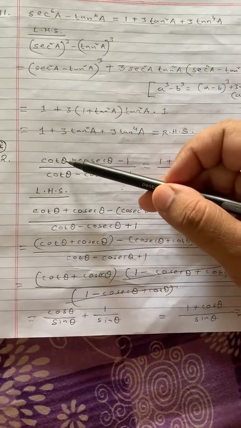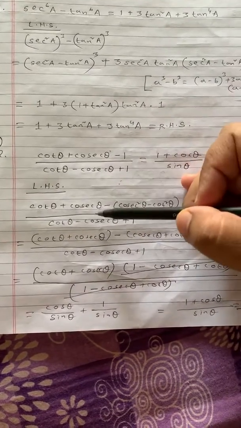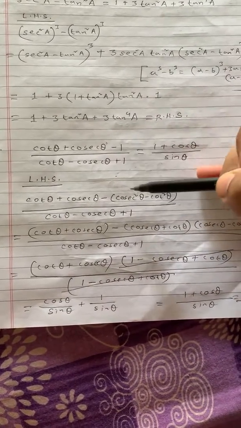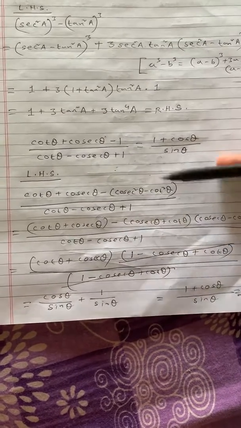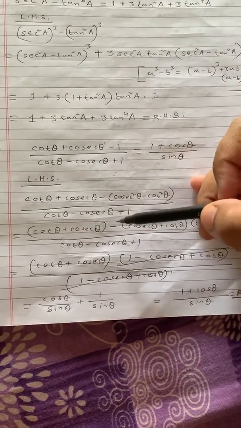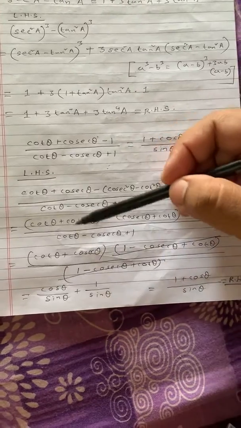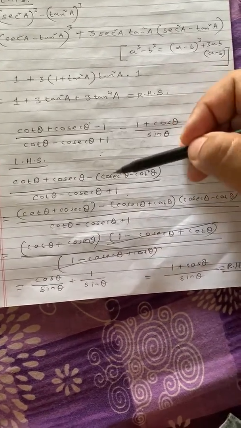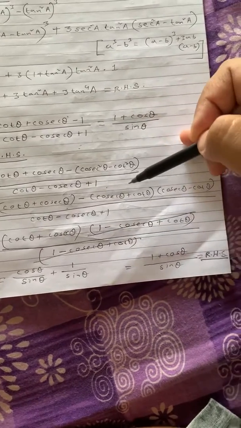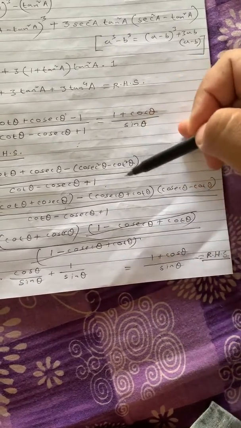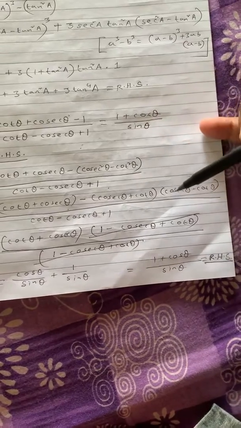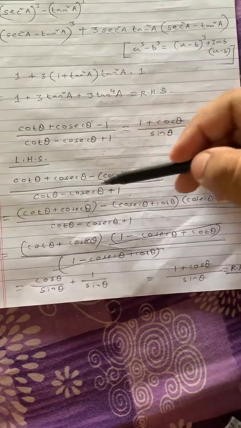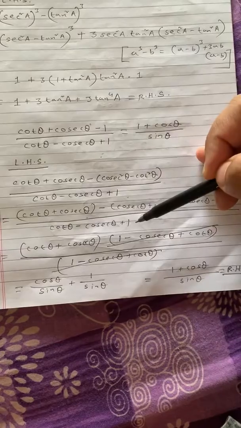So we are writing cot theta as cot theta, cosec theta as cosec theta. In place of 1, we are writing cosec square theta minus cot square theta. So here we have cot theta minus cosec theta plus 1. So here we are writing cot theta plus cosec theta, and in this one we are writing this. So we can change it as cosec theta plus cot theta, a square minus b square formula, (a plus b) into (a minus b). And here at denominator we are not changing anything.